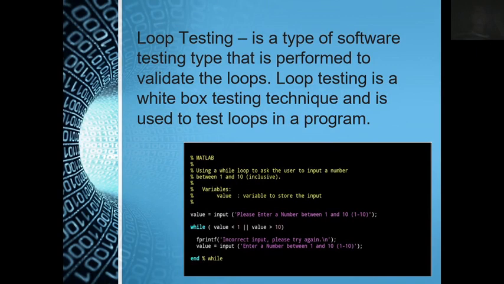Next is loop testing. It is a type of software testing that is performed to validate the loops. Loop testing is a white box testing technique and is used to test loops in a program. So, in loop testing, we will test loops such as while, for, do while, etc. And also check if the ending condition is working correctly and if the size of the condition is enough.